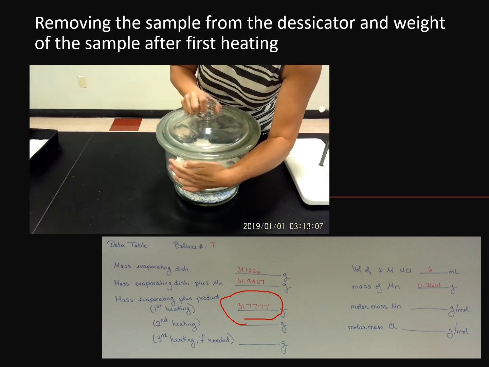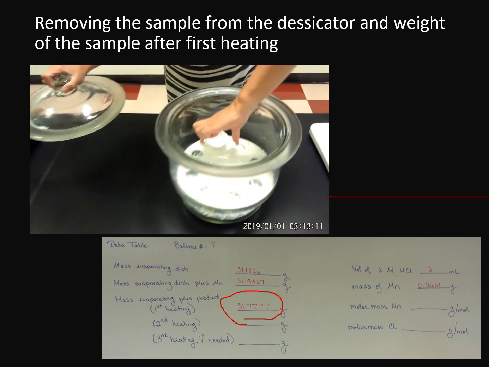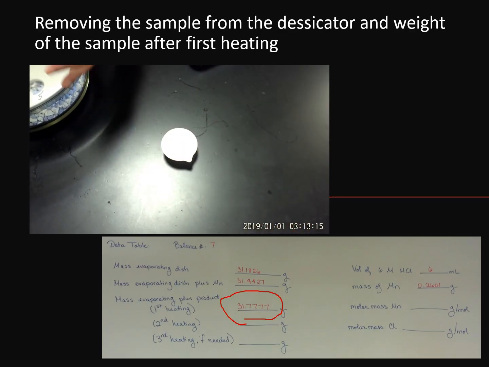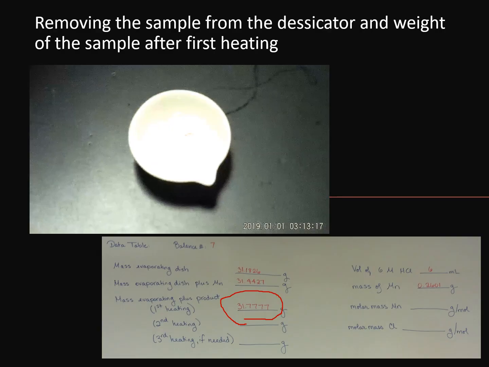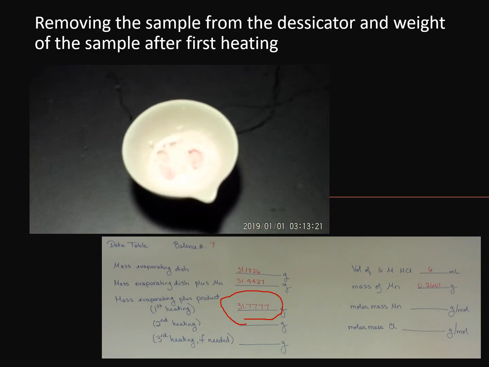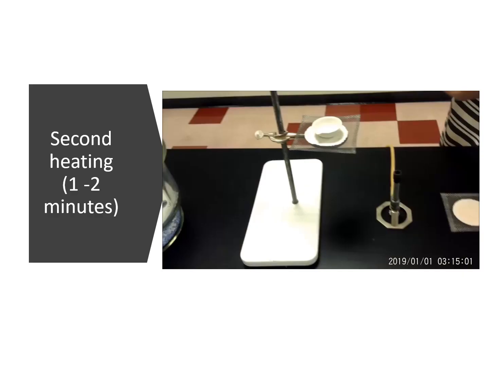Okay, so once you have your sample cooled down to room temperature, you're going to take it out of the desiccator, and then we're going to go weigh it. Okay, so let's go through and I'll show you how we do the second heating.